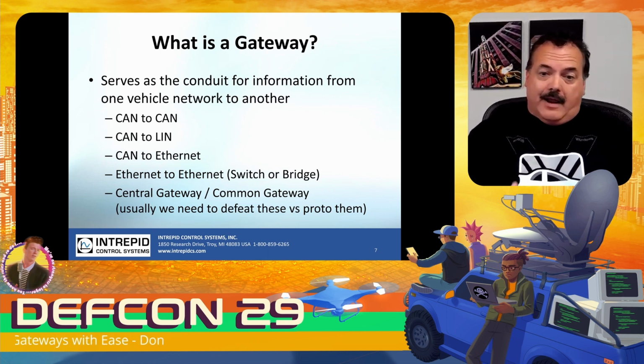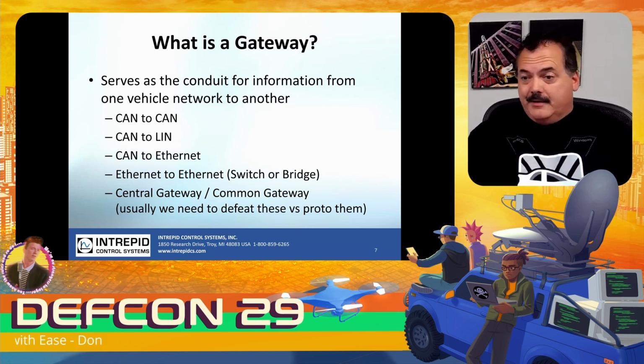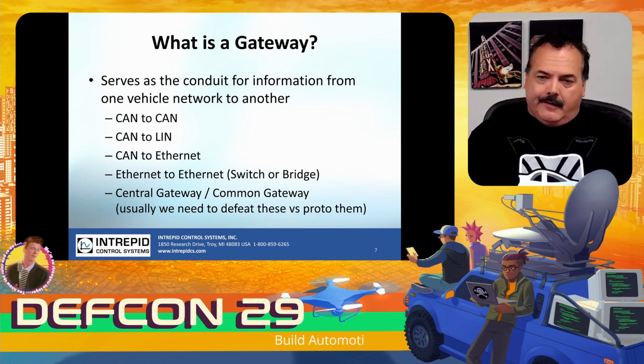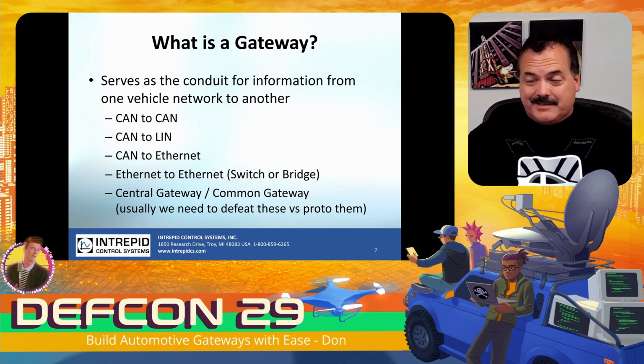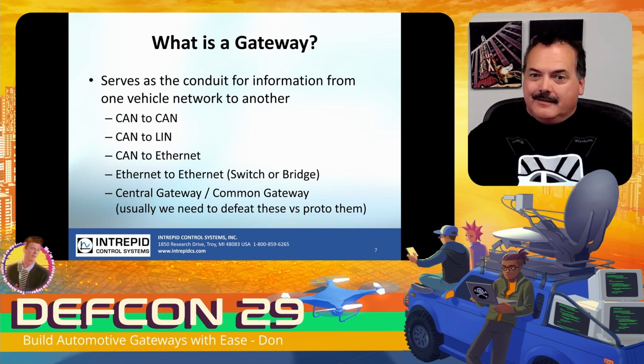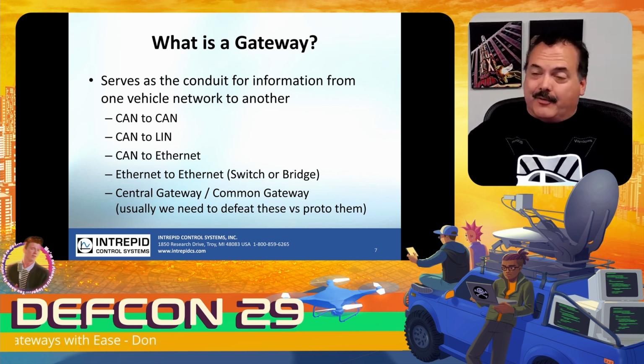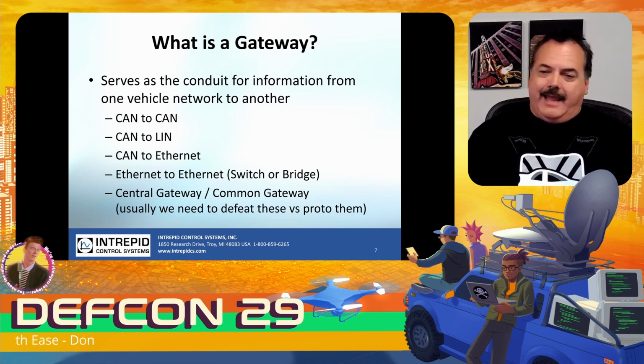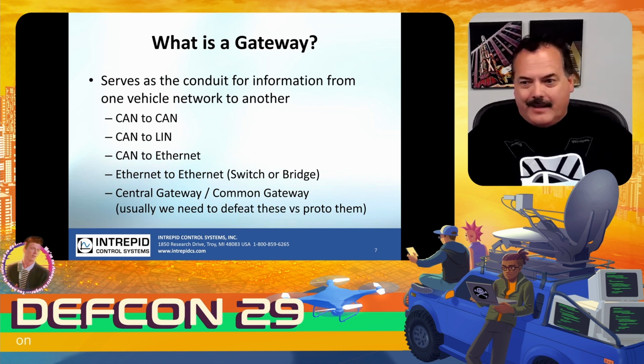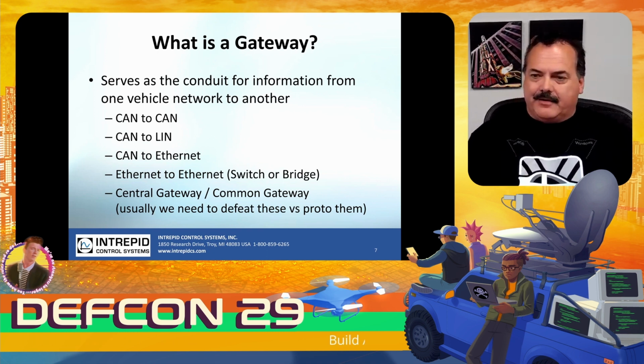So essentially, a gateway is really that conduit of information going from one vehicle network to another. So I've done several of these. I used to do them all manually, programming them in the devices that my company happens to sell. But doing CAN to CAN or CAN to LIN, you essentially see that all the time, because there's always a CAN ECU that operates as the LIN master. CAN to Ethernet or Ethernet to Ethernet, like switches that you see inside of vehicles.